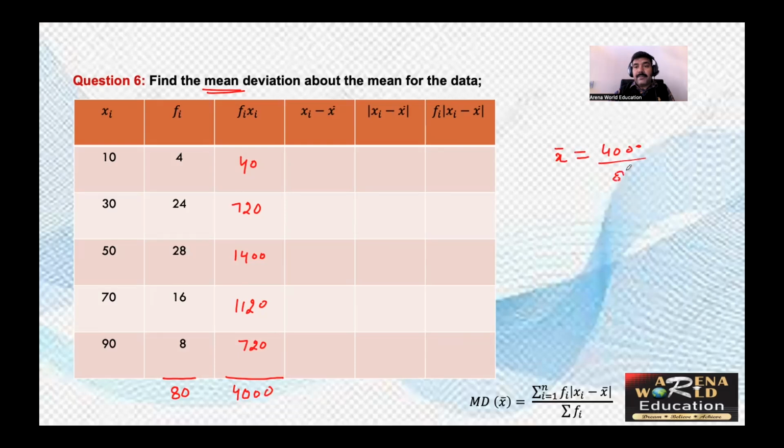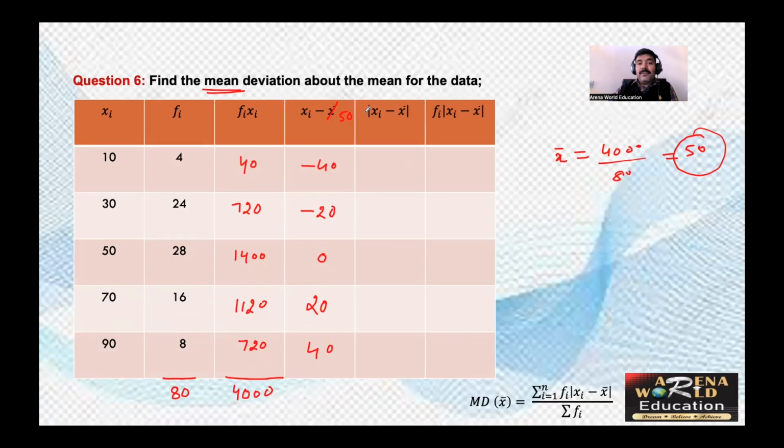4000 divided by 80 will be equal to 50. It means 50 is the mean. What is the next step? Yes, we will find the difference of each term with 50. 10 minus 50, minus 40. 30 minus 50, minus 20. 50 minus 50, 0. 70 minus 50, yes, it is 20. And 90 minus 50, it is 40.